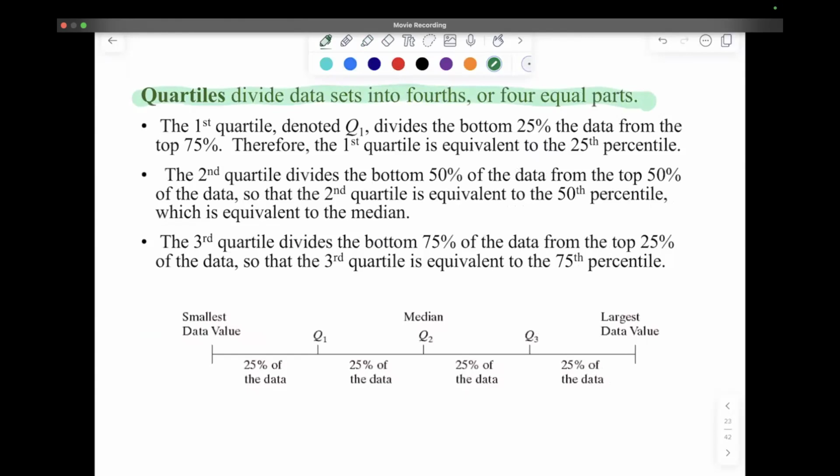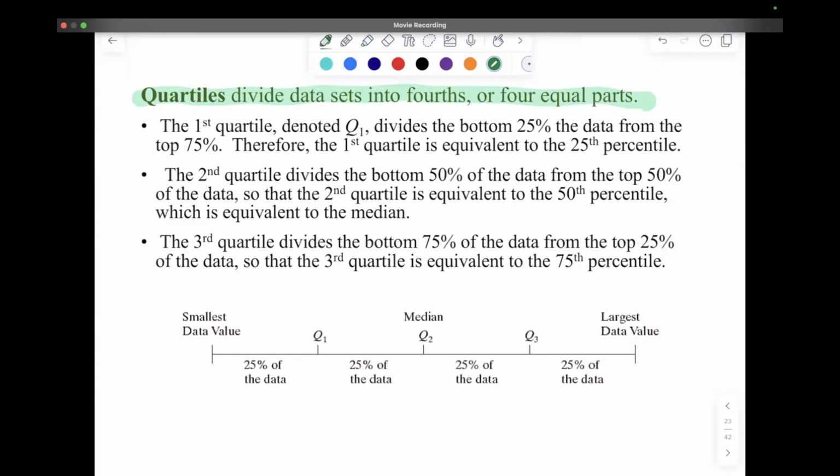So the first quartile, as you see right here, divides the bottom 25% of your data from the top 75%. So it is basically the median of the bottom half of your data. Don't worry, we're going to math all this out. The second quartile is the same thing as your median.